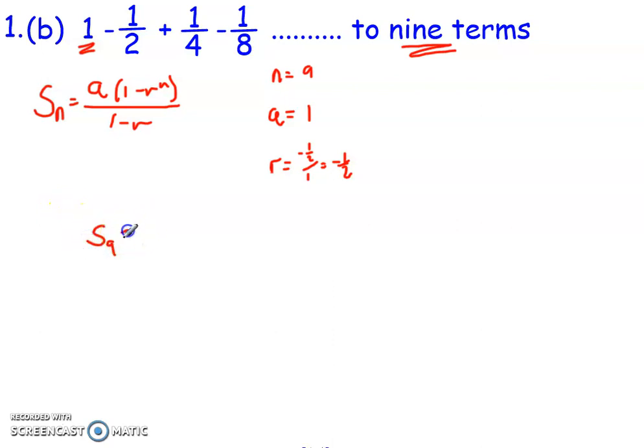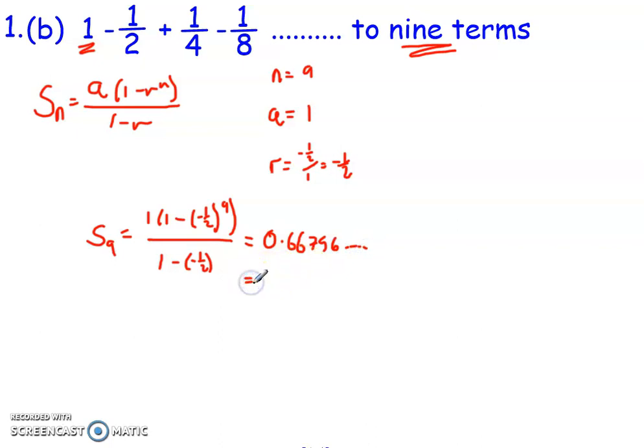So your S_9, your sum to 9 terms, is equal to a, so 1, times the bracket 1 minus r, so 1 minus negative a half to the power of 9, all over 1 minus r, so 1 minus negative a half. Again, fire this into a calculator and see what you get. What you end up getting is 0.66796, and then it continues on for a bit. Round that to 2 decimal places, so 0.67.